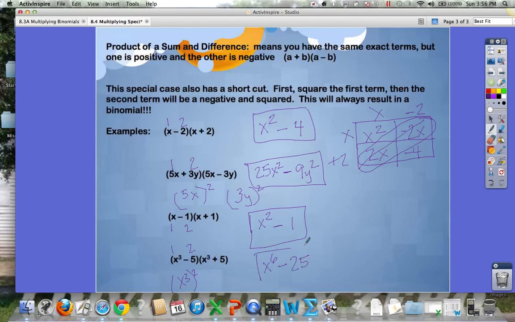This is your binomial. So you still follow the rules that we've already learned, just showing you a shortcut. But if you have to do the box, you can do that too.